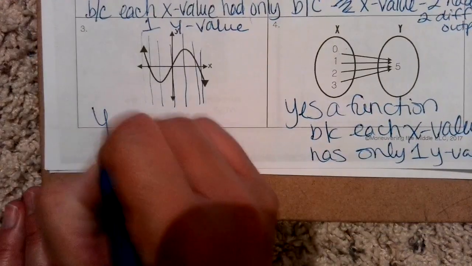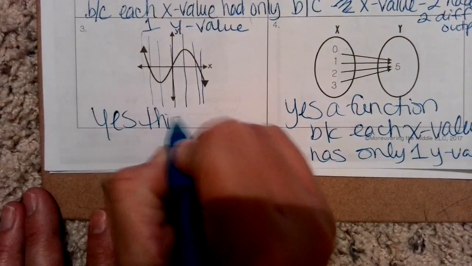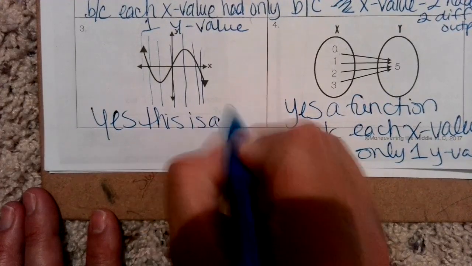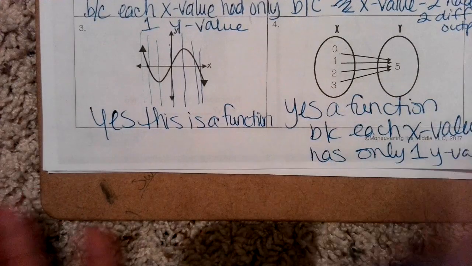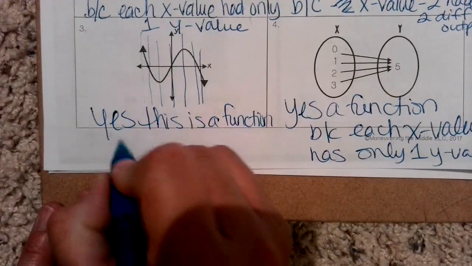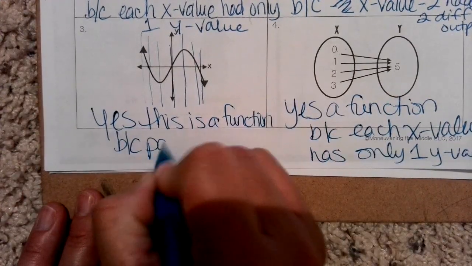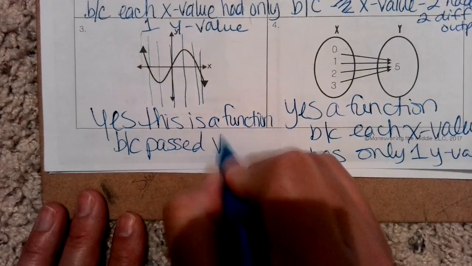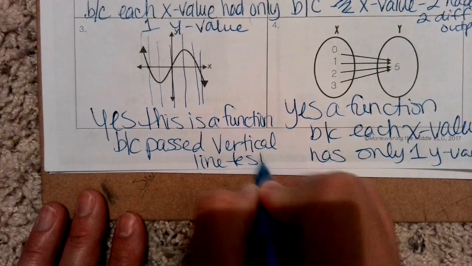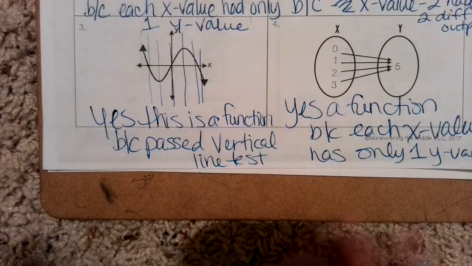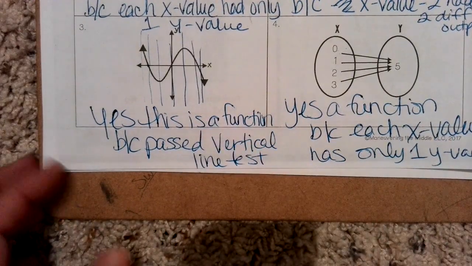So yes, this is a function. Why is it a function? Because it passed the vertical line test. And we'll apply that vertical line test to some different examples here in a minute, okay?